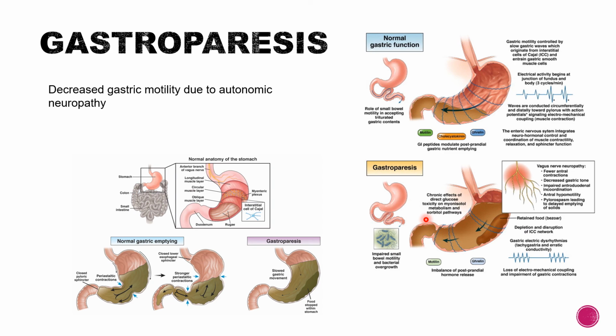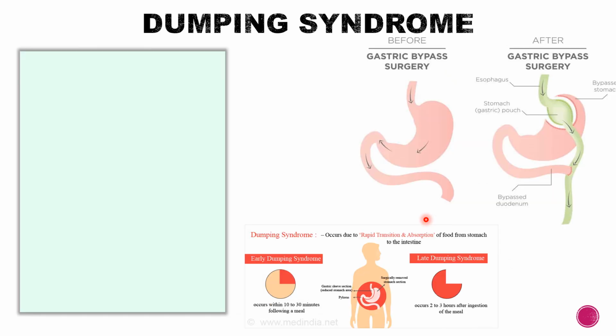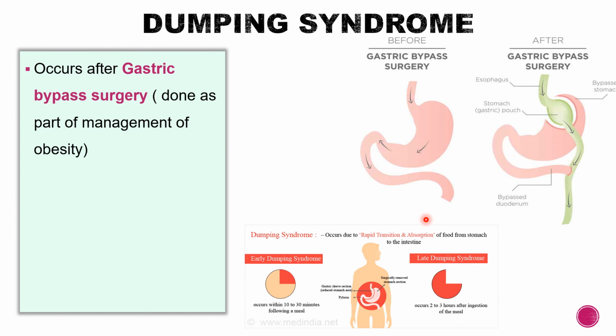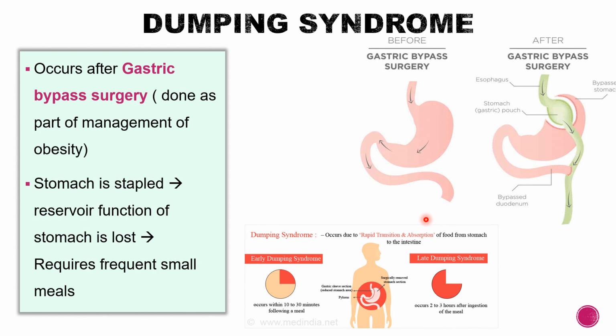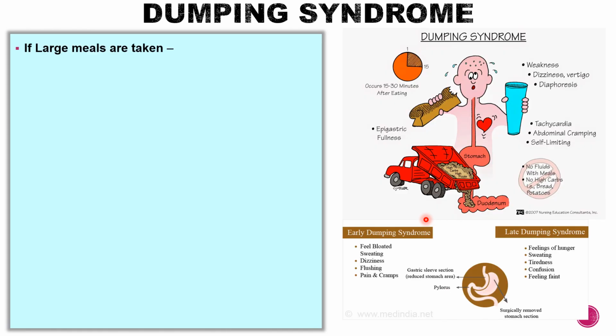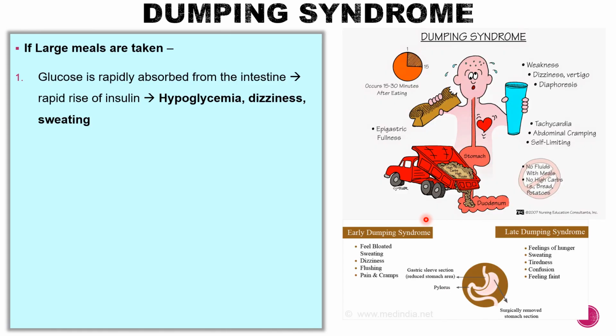Okay. And some applied aspects to this are gastroparesis, where there is decreased gastric motility, and dumping syndrome. Dumping syndrome is found basically after gastric bypass surgery. The stomach is stapled and reservoir function of stomach is lost. Thus, we require frequent small meals. If a large meal is taken, glucose is rapidly absorbed from the intestine because the food bypasses the stomach and directly goes to the intestine.